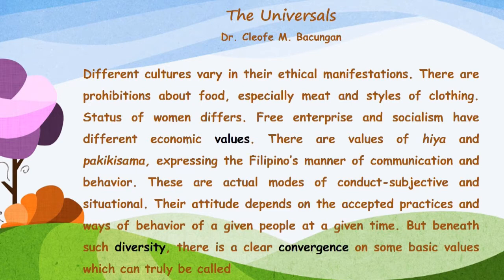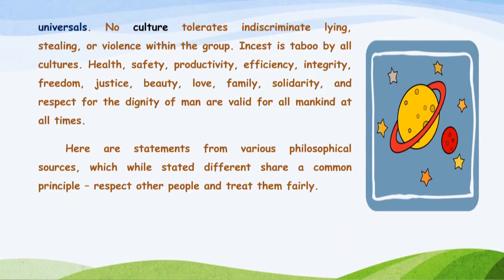But beneath such diversity, there is a clear convergence on some basic values which can truly be called universals. No culture tolerates indiscriminate lying, stealing, or violence within the group. Incest is taboo by all cultures. Health, safety, productivity, efficiency, integrity, freedom, justice, beauty, love, family, solidarity, and respect for the dignity of man are valid for all mankind at all times.